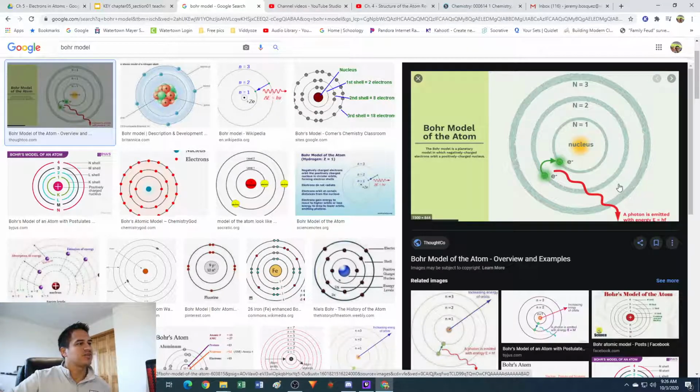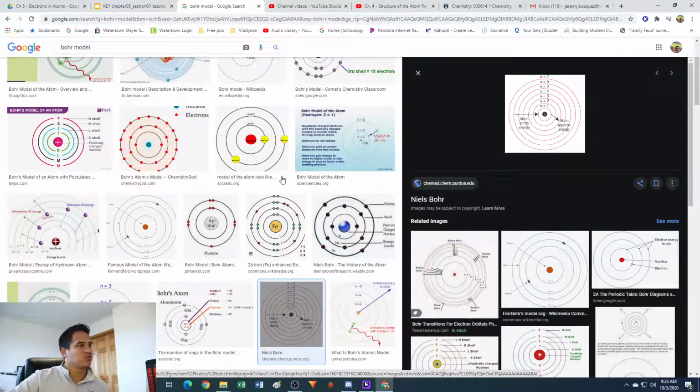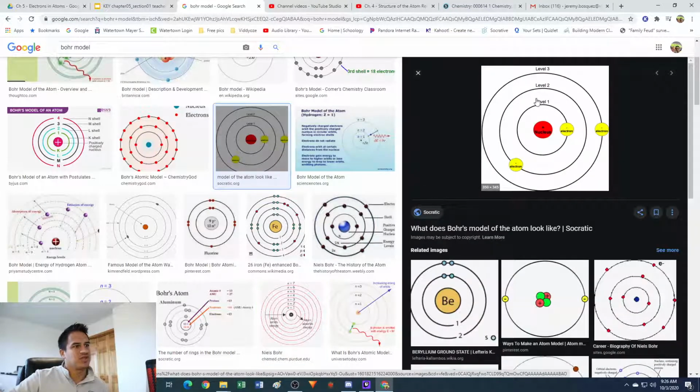So this is what the Bohr model looks like. It's basically a nucleus with a bunch of circles around it. And there are an infinite number of energy levels. So there's no maximum number of rings that you can have around the nucleus. It goes from 1, 2, 3 all the way up till infinity. Okay, and we'll talk about these later on.